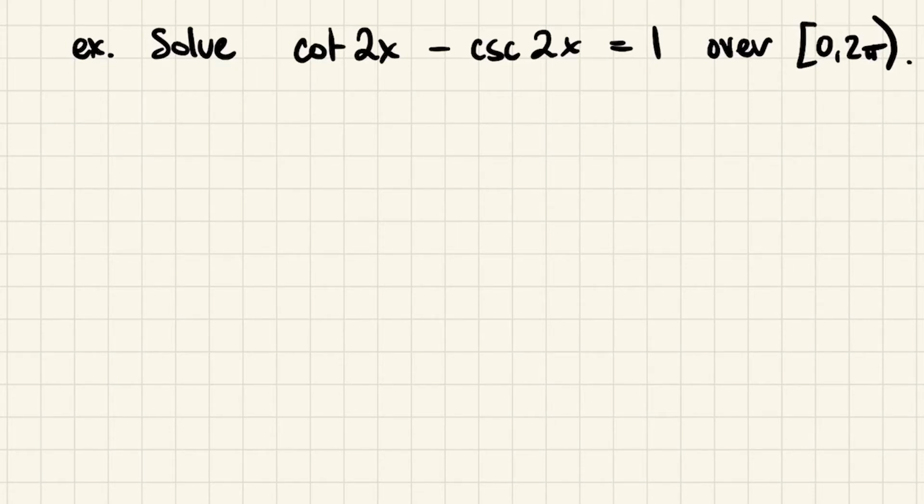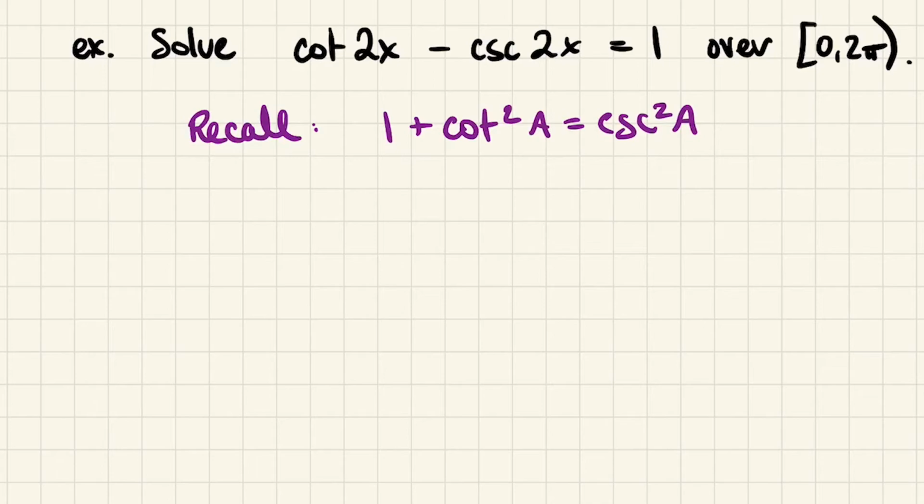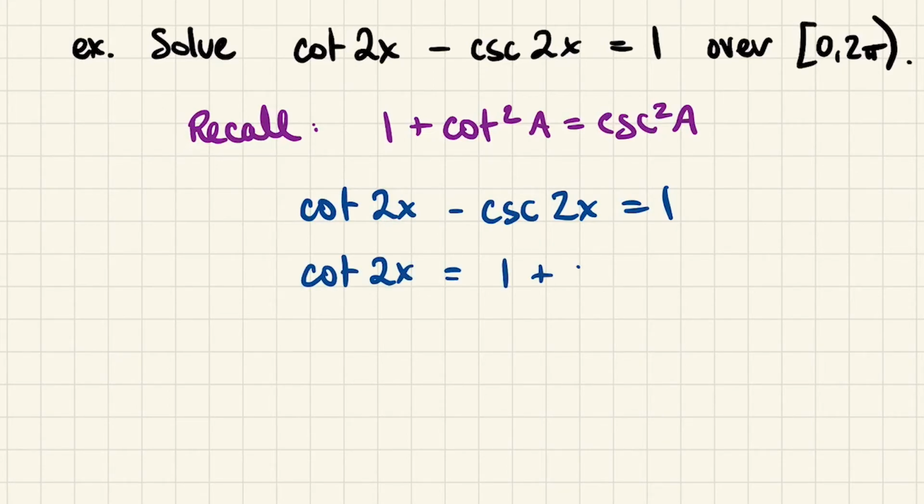Now we have a cotangent and a cosecant, and we know that cotangent and cosecant are related through the one coat in the closet identity. So let's try to find a way to use that. And what we're going to do is simply isolate one of these and then square both sides. So here's the original equation. Let's just move the cosecant of 2x to the other side. And now we can square both sides.